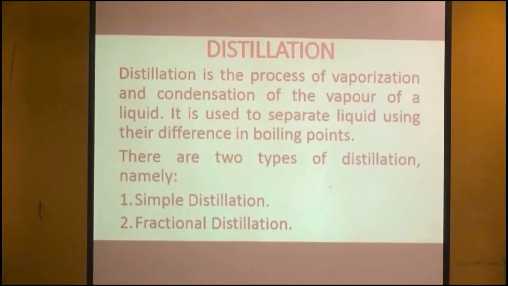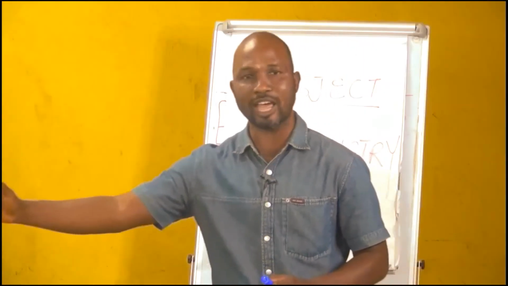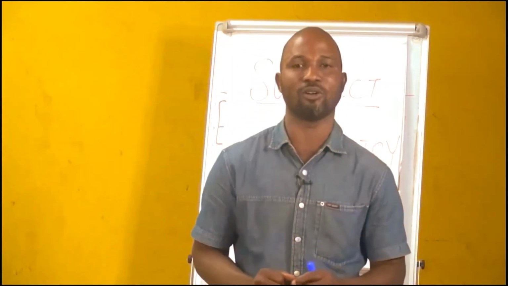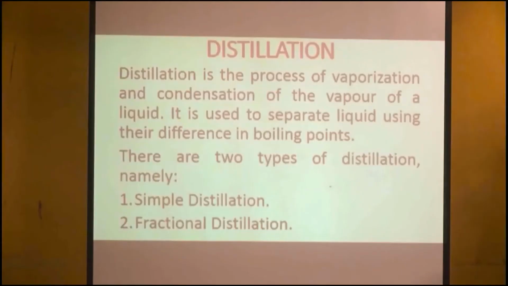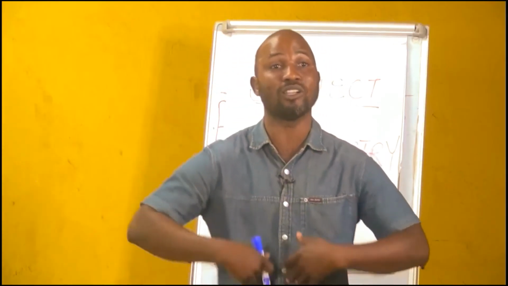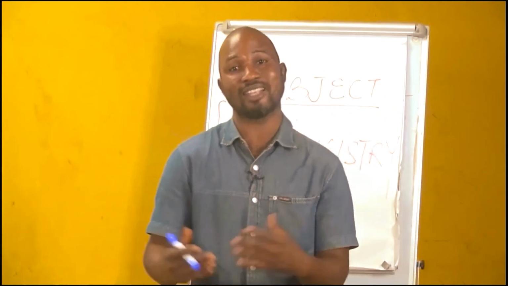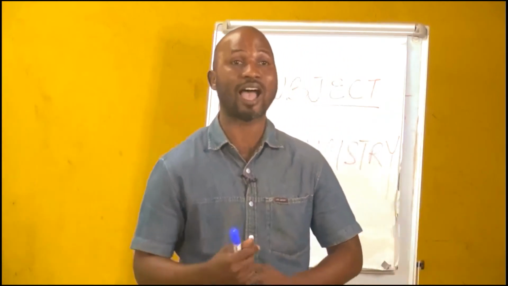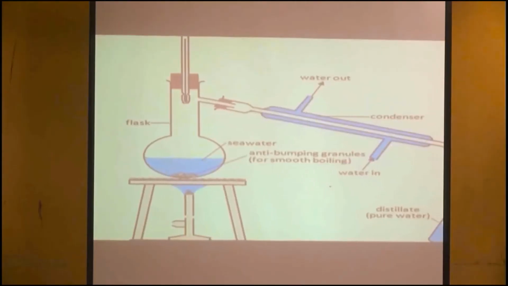Then distillation. Distillation is the evaporation and condensation of liquids. Now, this process of separation uses difference in boiling point, and that is why there are two types of distillation: the simple distillation and the fractional distillation. Now, simple distillation uses wide boiling point difference. For instance, ethanol, which is 78 degrees centigrade, and water, which is 100 degrees centigrade. So if you have these two mixed at 78 degrees centigrade, you start collecting your ethanol. And you can collect it maybe at 90 degrees before you start collecting your water at 100 degrees. At that point, you will have gotten your pure sample.